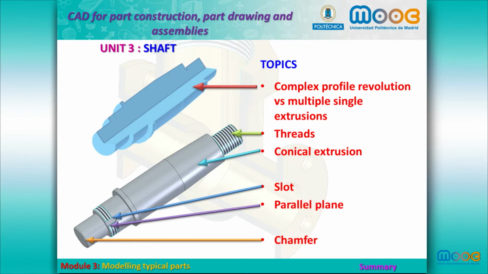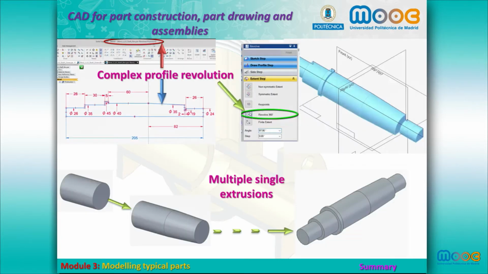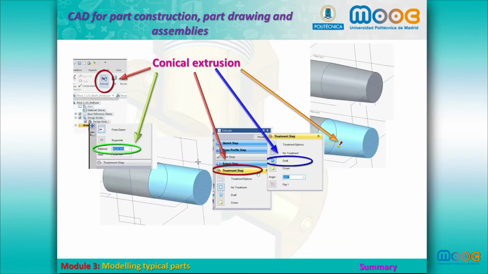In Unit 3, the first thing we have seen is that we have two ways to make the part: through the complex revolution of a profile with several dimensions, or by multiple single extrusions. We have used this second way to make our part.